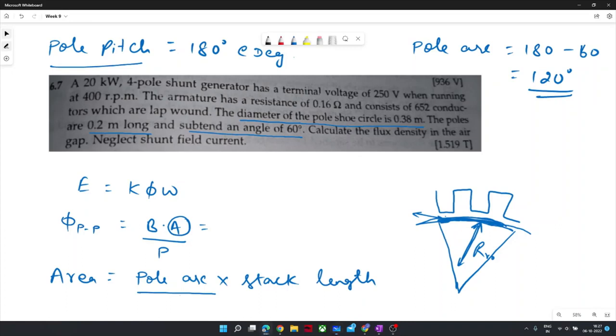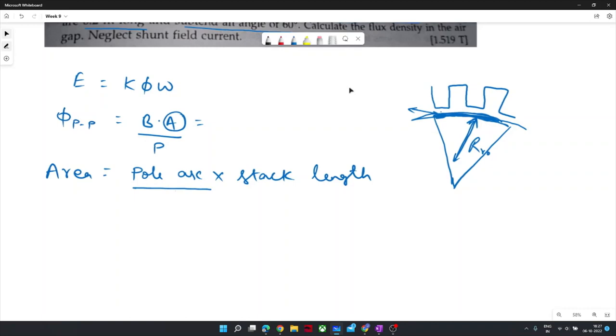So I hope no confusion in this. After that, to compute this area, what you can do? You can do like this. You can write pole pitch into 120 degree by 180 degree.